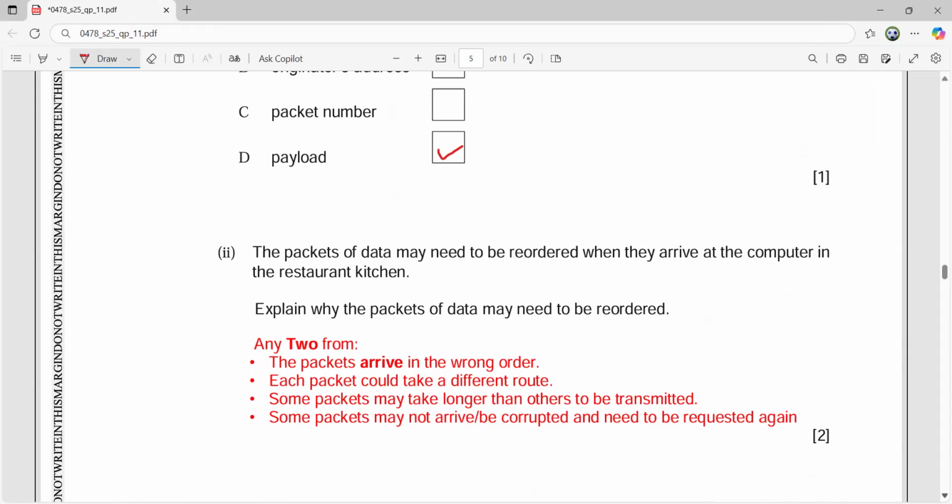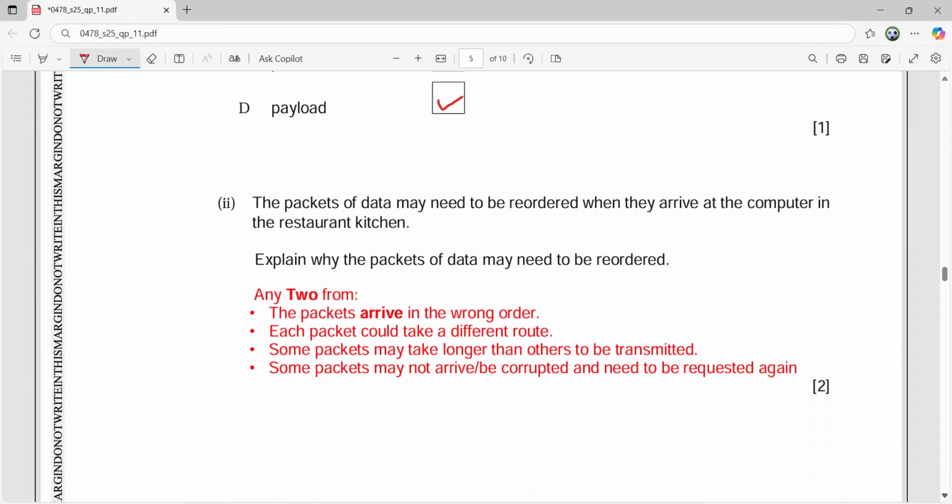As we know, in packet switching it happens. Each packet could take a different route. Some packets may take longer than others to be transmitted. Some packets may not arrive, or they can be corrupted and need to be requested again. So if you have mentioned any of these two valid points, then 2 marks will be awarded to you. Be clear, your answers should be well explained.